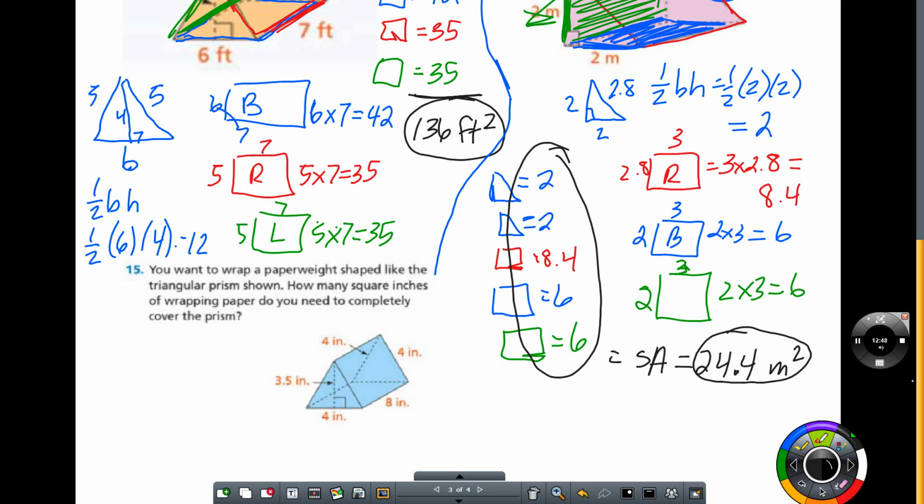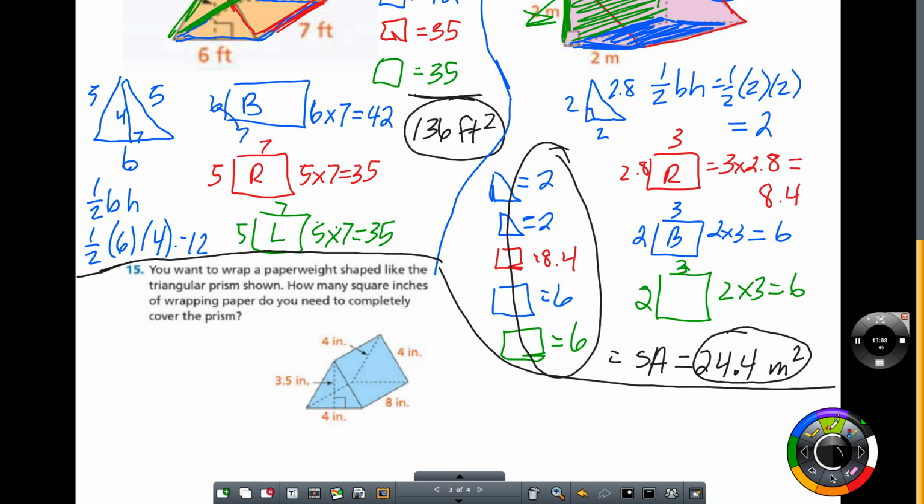All right, last question we have here. Try to squeeze it in. I might have to do some deleting. Okay, so we want to wrap a paperweight shaped like the triangular prism shown. How many square inches of wrapping paper do we need in order to wrap that? So let's go. We just need to find the area of each of the sides.